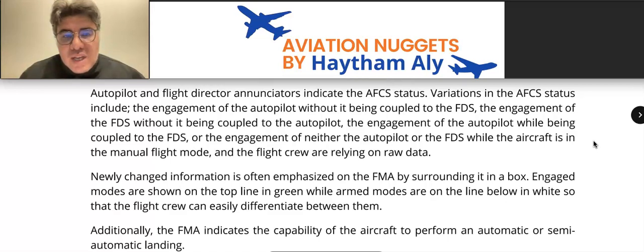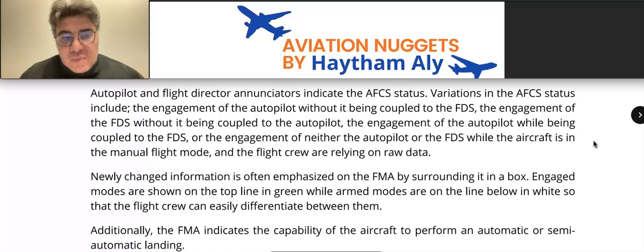What function or what information does the FMA provide? Actually, the FMA will provide the engagement status of the autopilot, flight director, and auto thrust, and also the landing capabilities, and also the lateral and vertical modes of the auto flight control system, and auto thrust mode.